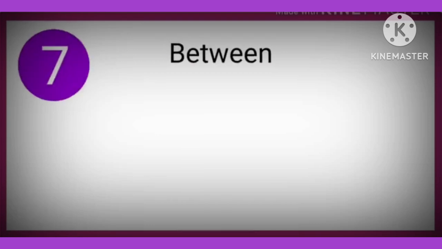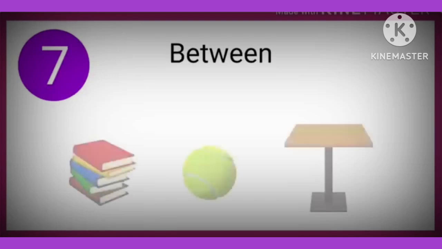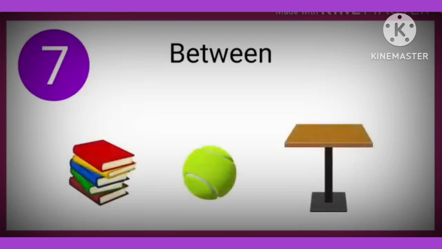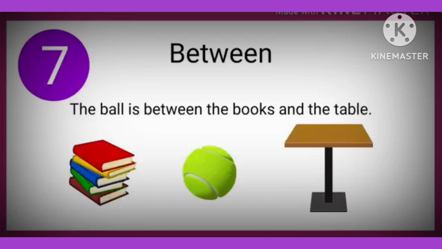Next preposition, between. There are books, a ball and a table. These are books यहाँ पर हैं, table है और दोनों के बीच में ball है. तो जहाँ पर दो के बीच में होगा तो वहाँ पर between का use है. By this example you can understand, the ball is between the books and the table.